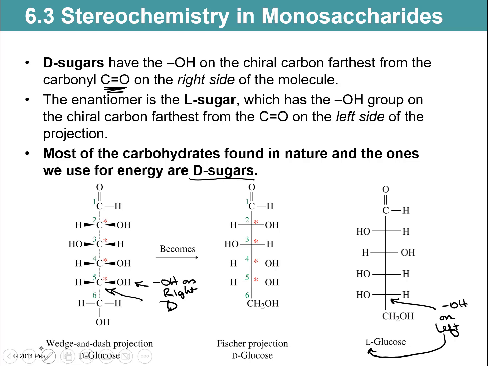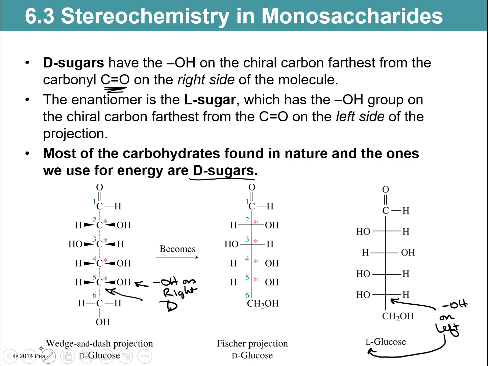Carbon number 6 is what? Not chiral. So look, it can do whatever it wants. That alcohol can be anywhere. It's not chiral, so it's not determined; you could have the alcohol over here, over here, over here, because it rotates.